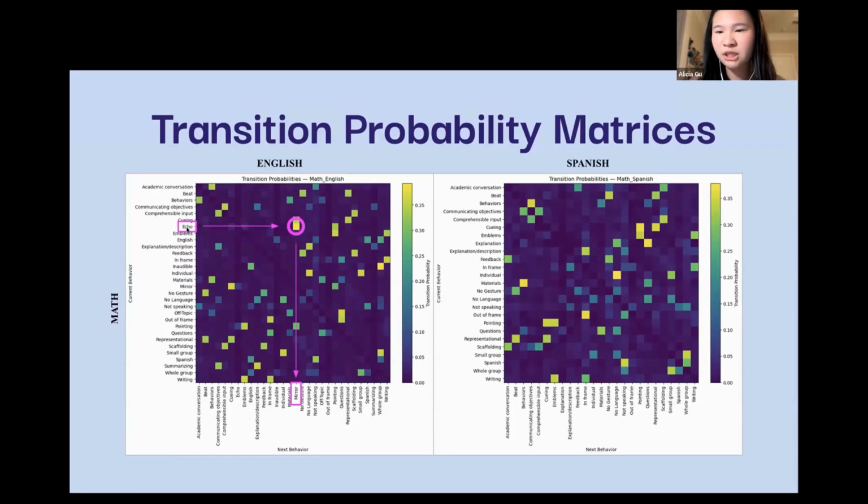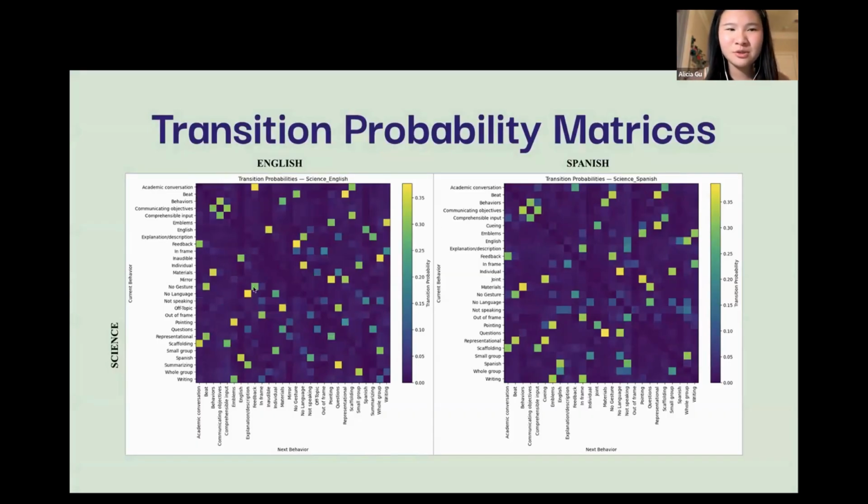So we see that there's a good likelihood that the teacher will transfer from an echo behavior to a mirror behavior. And some other things to note, maybe from writing to emblem, from small group work to individual work, which I think makes sense. And then in the Spanish section, we can also see a little bit of a different pattern, right? So from materials to behavior, so maybe from explaining materials to explaining the behavioral expectations. From individual to no language, which might indicate that they're being very quiet during their individual work. From cueing to pointing, or from explanation to questions, which also makes sense. Inviting questions after explaining things.